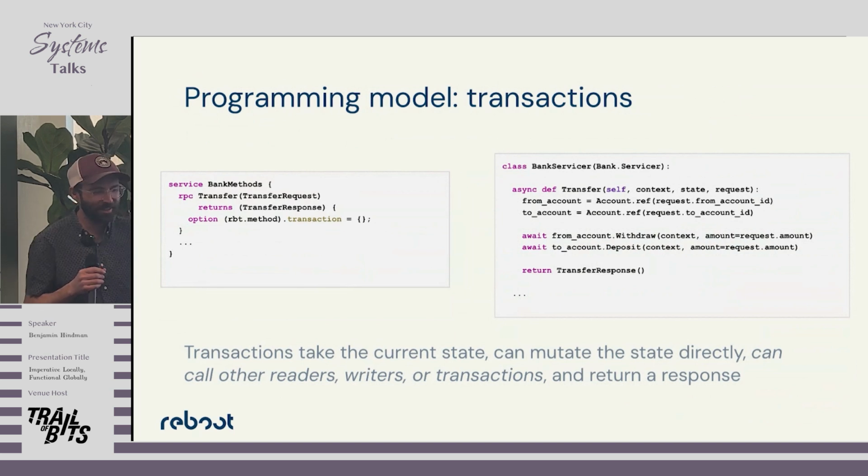OK? Transactions take the current state, just like readers and writers, but that state can be mutated just like writers, and they can call everything. They can call other readers, they can call writers, and they can call transactions, because there's extra heavy lifting going on to make sure that all the state that's being updated throughout everything that's being called for a transaction is done atomically. OK? And that's really the key. The key is that this is the partial state update we want to avoid. We want to avoid that we do a withdraw and then there's a failure and we don't actually do the deposit.